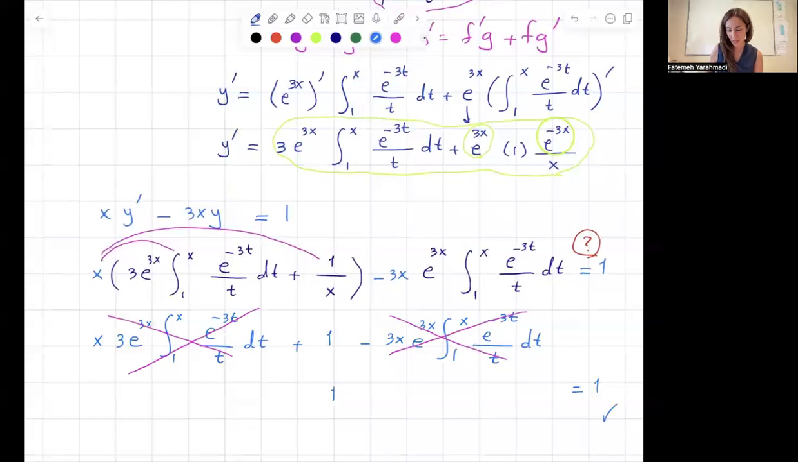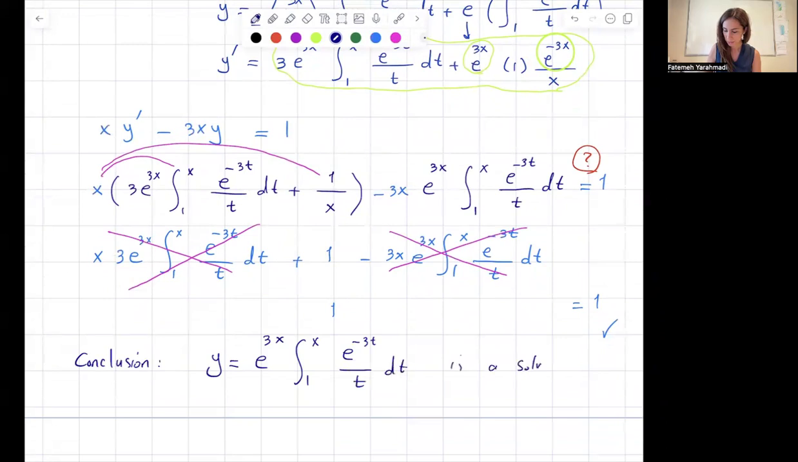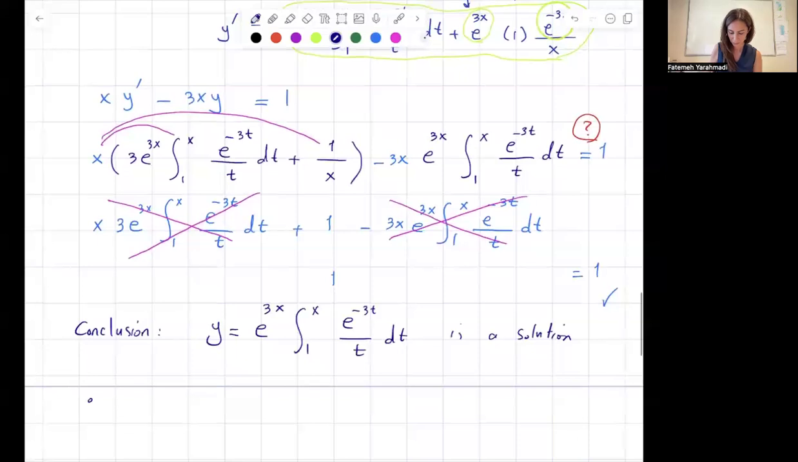So what is our conclusion? Our conclusion is y equals e to the power 3x times, it has a 3 next to it as well, the integral from 1 to x of e to the power negative 3t divided by t dt, is a solution of the first order differential equation xy' minus 3xy equals 1.